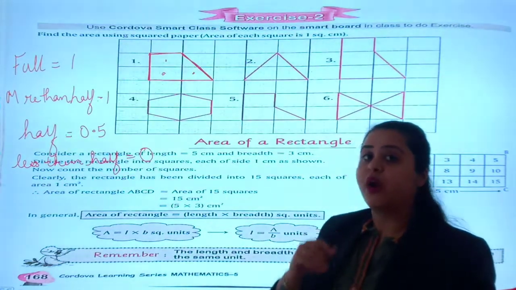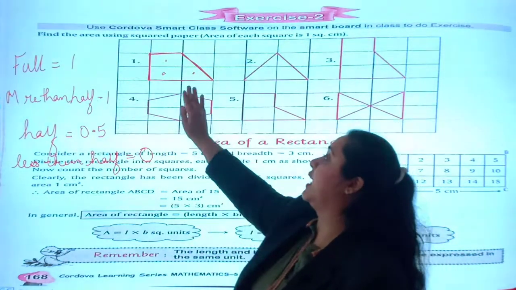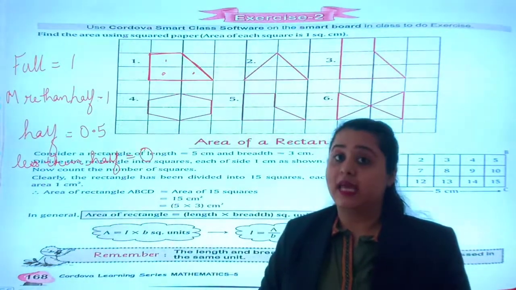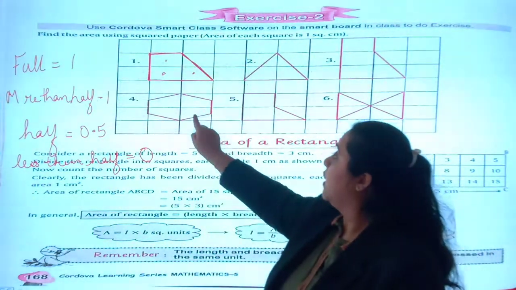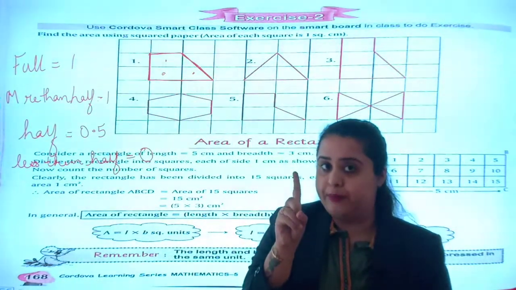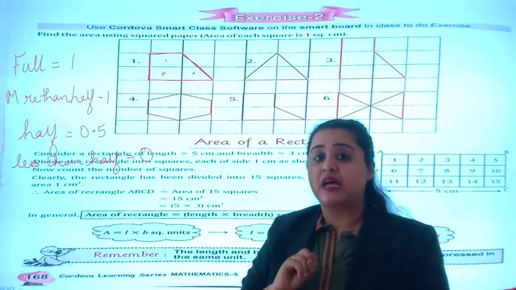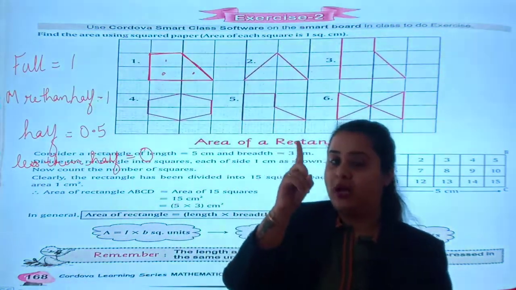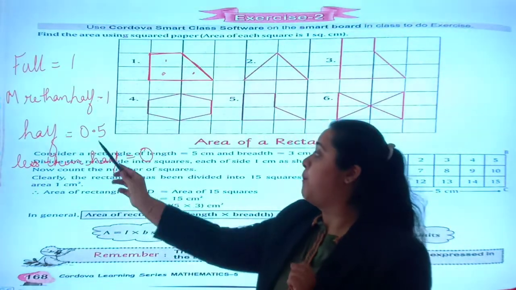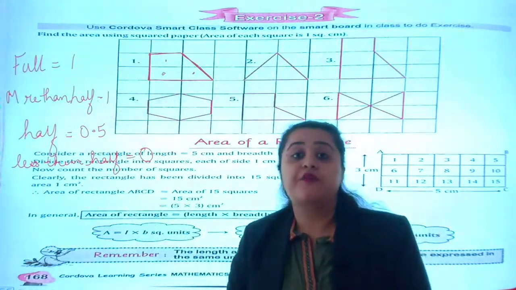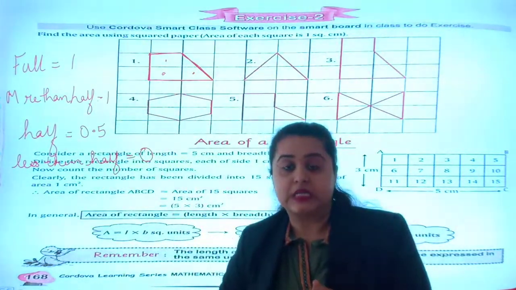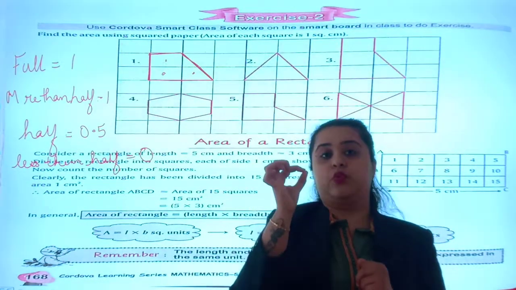अब what you have to do, you have to find the area of the given diagram. To find the area, if the diagram has full box, you will give 1. If the diagram has more than half, 1 mark. If the diagram covers half, 0.5. If the diagram is going to a next box but less than half, then 0.